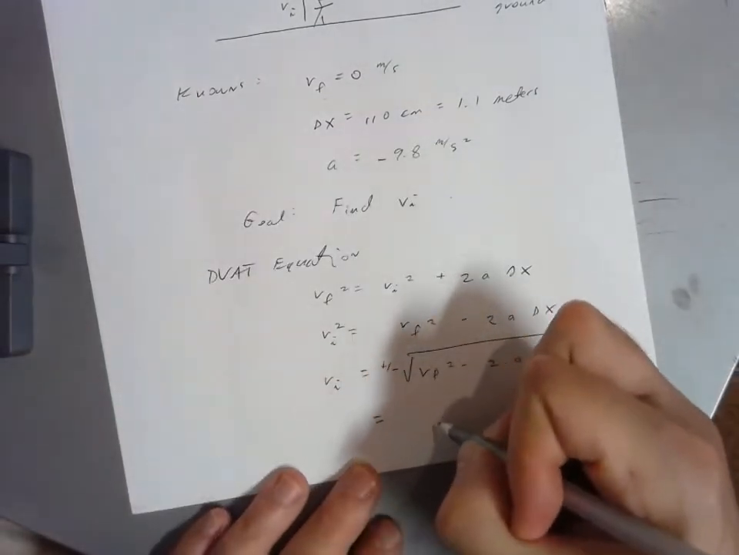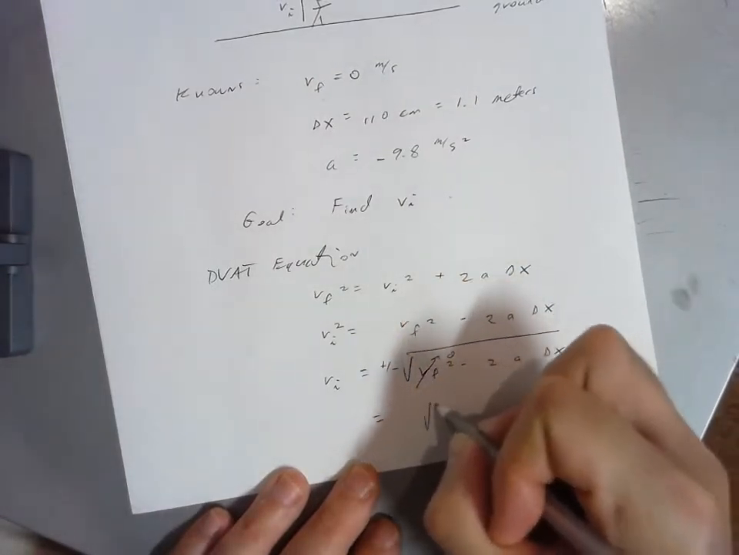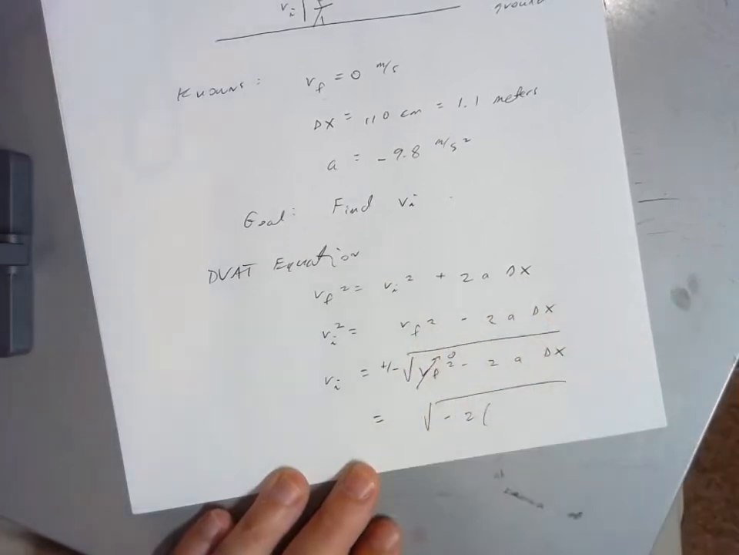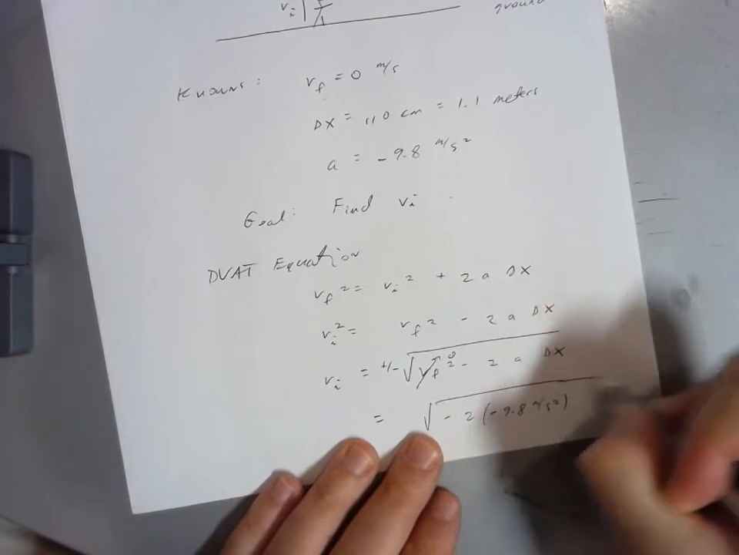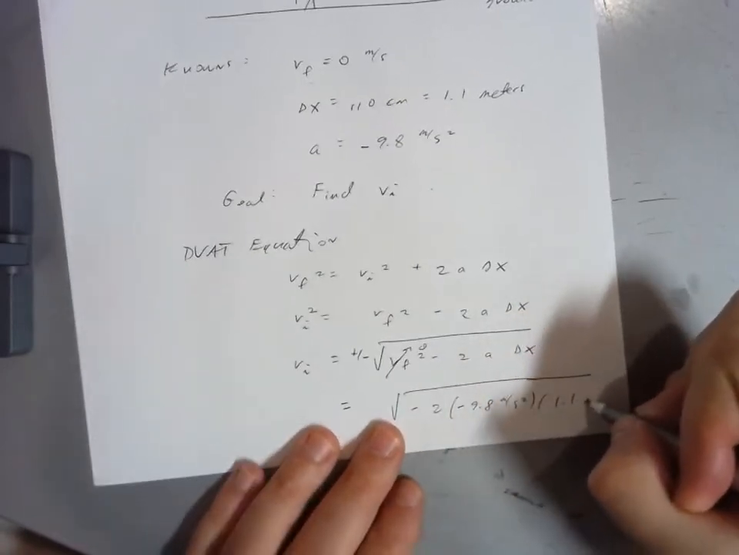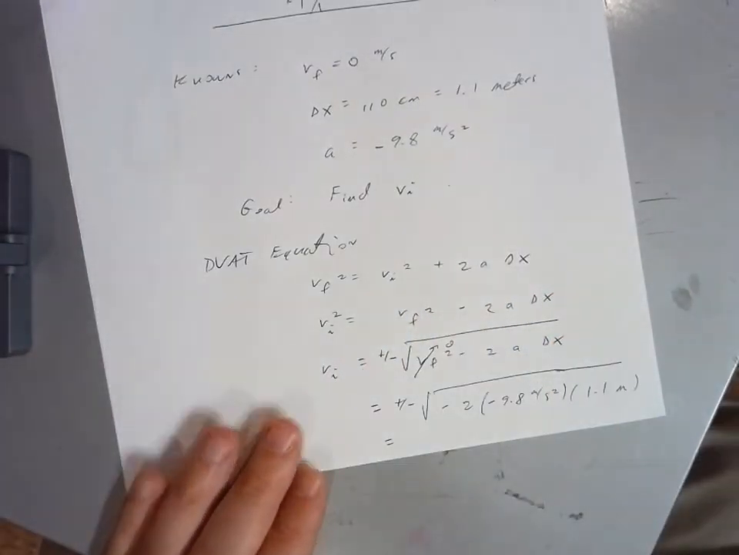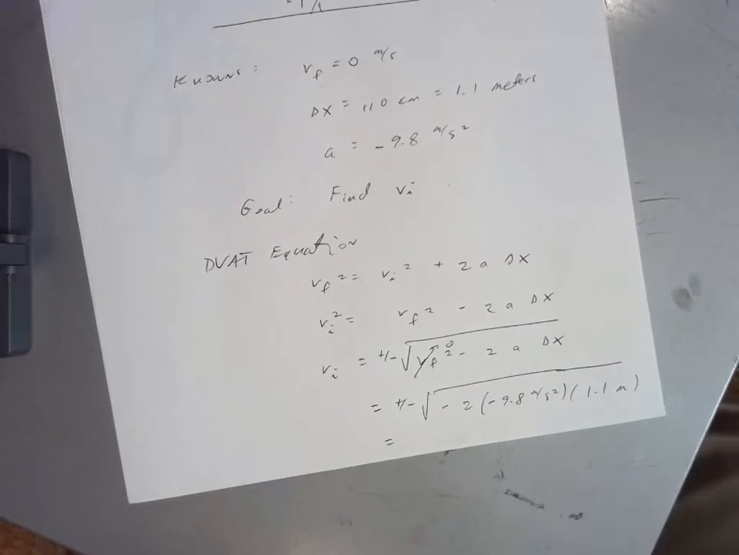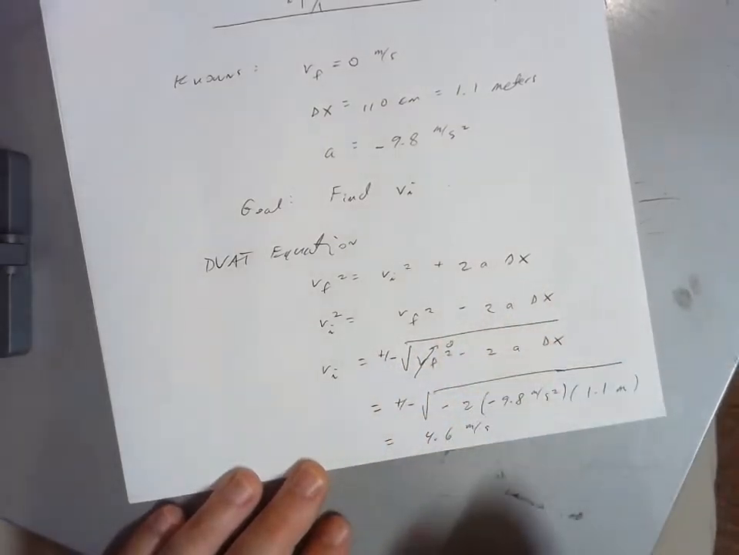So this will be VF, I can sub in as 0. I will have the square root of negative 2, A is negative 9.8 meters per second squared, delta x is 1.1 meters. I'll leave my plus or minus out there. And on my calculator, there we go. You plug that in and you find VI is 4.6 meters per second.